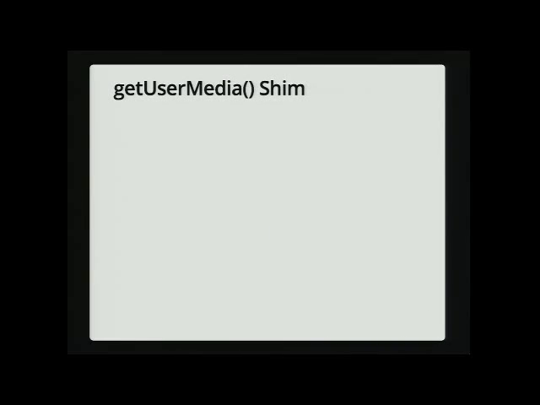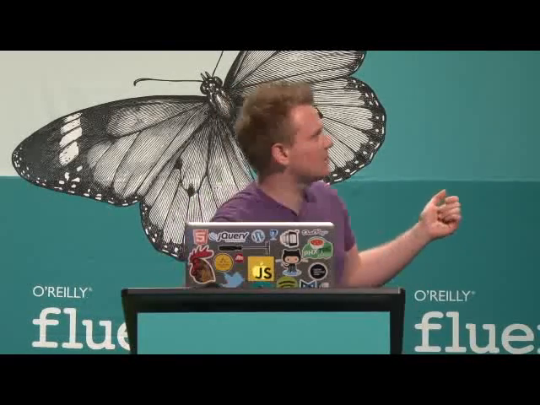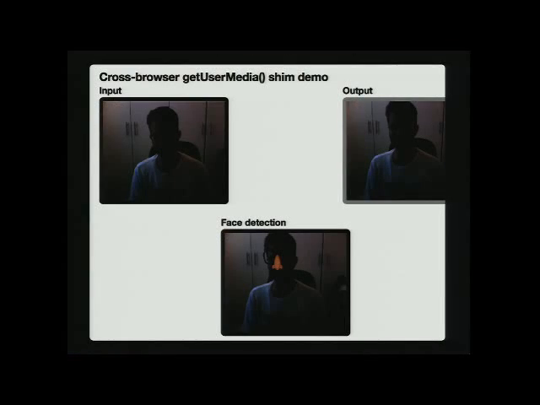So getUserMedia shim. The stuff is really cool, but we can't use it, right? Because it doesn't work in all the browsers. Well, no, because we can use shims and polyfills to recreate the functionality for older browsers. Addy Osmani wrote a shim that provides a Flash fallback to this. It gives you the same API for the webcam. He sent me this, which I don't know if you can see it, but basically this is using Flash, and he just hooked up my face detection script, and it worked great.